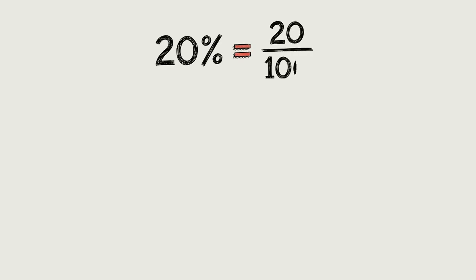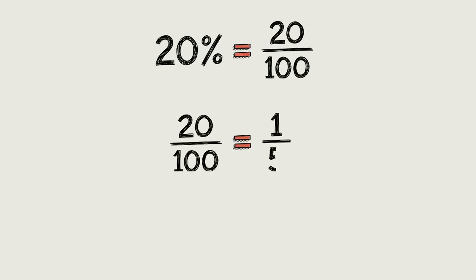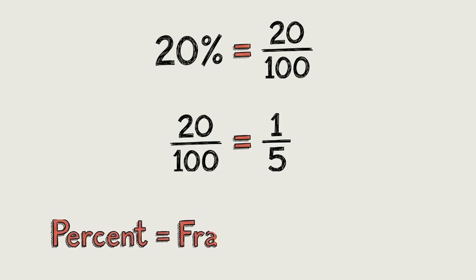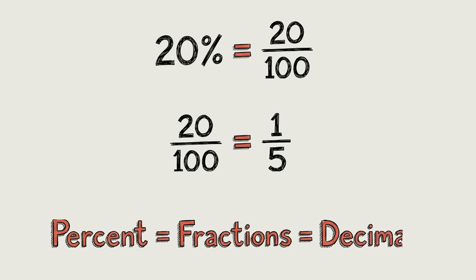This connects naturally to fractions. 20% means 20 out of 100, which we can write as the fraction 20 over 100. That fraction simplifies to 1/5. So percent, fractions, and decimals are not separate ideas, they are different ways of describing the same reality.